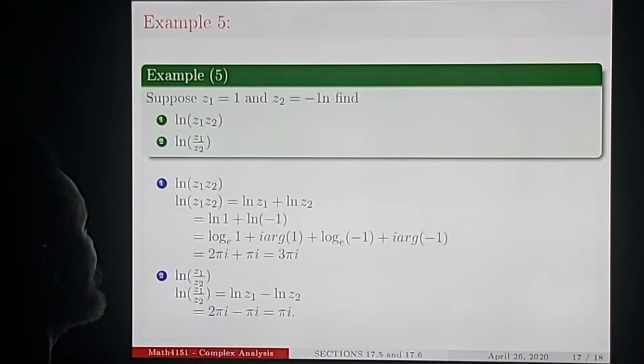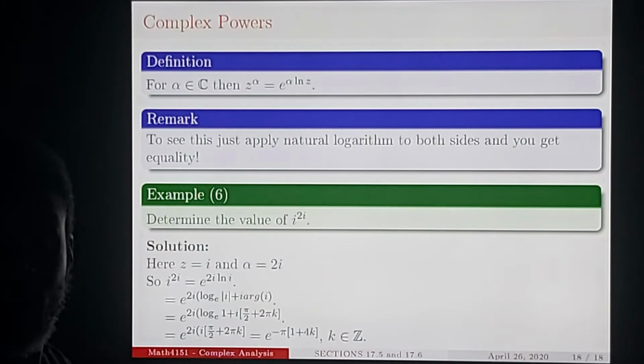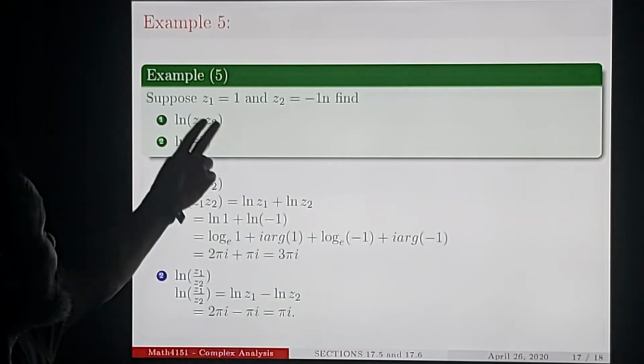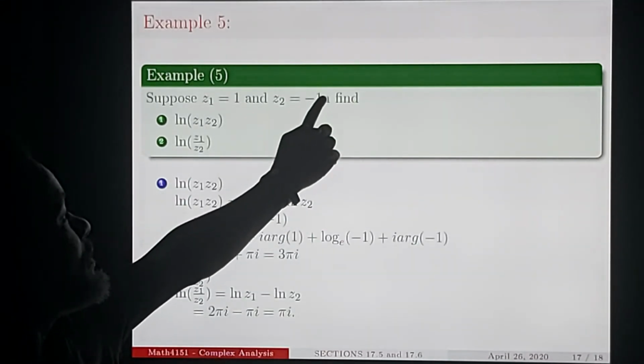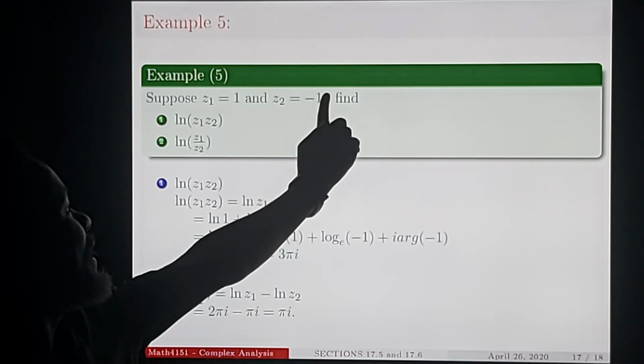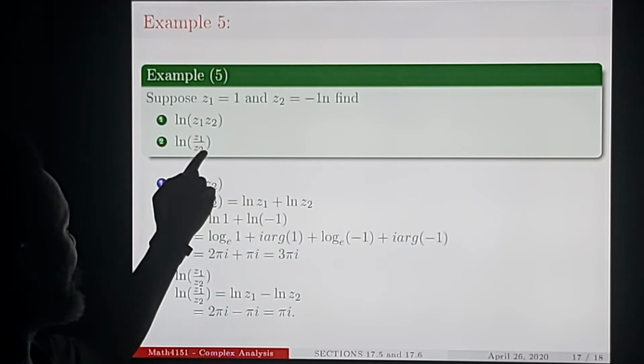And that's it. Okay, ladies and gentlemen, now we just have 2 more slides, which I hope the camera is recording because now it might be tired. Anyway, I'm getting hot. So, suppose z1 equals 1, z2 equals minus 1. Find ln of z1 z2, and ln of z1 over z2.